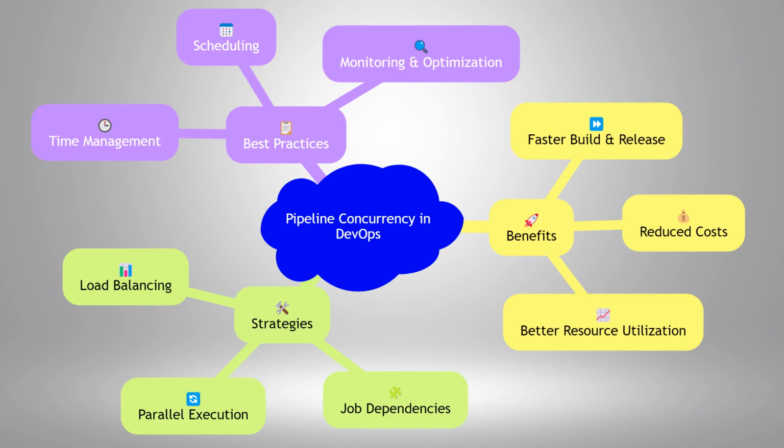Pipeline concurrency is a critical aspect of DevOps that involves running multiple pipeline stages or jobs simultaneously. This approach can significantly enhance the efficiency and speed of software delivery processes. By optimizing pipeline concurrency, organizations can achieve faster build and release cycles, better resource utilization, and reduced costs.